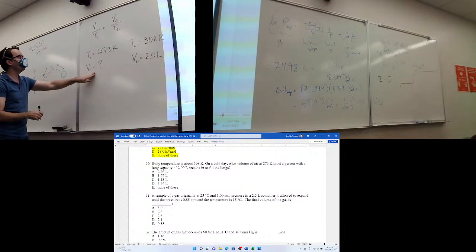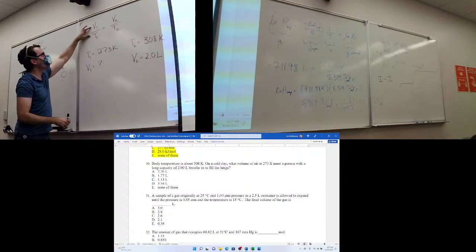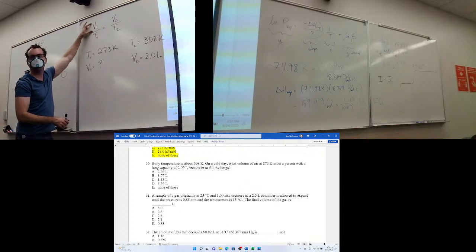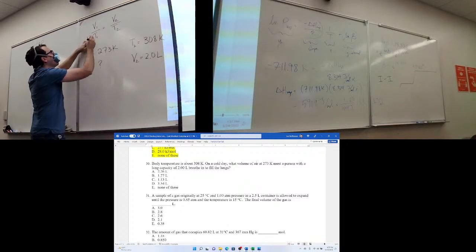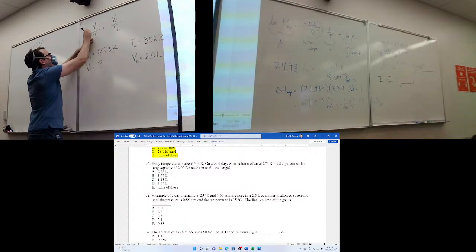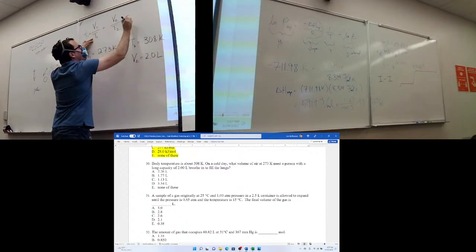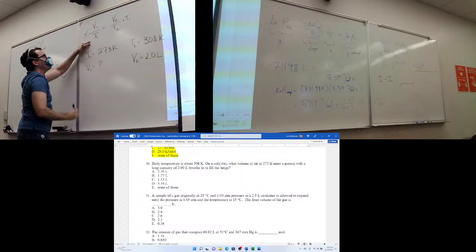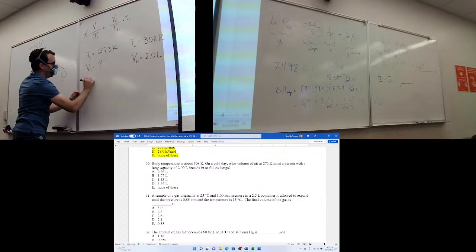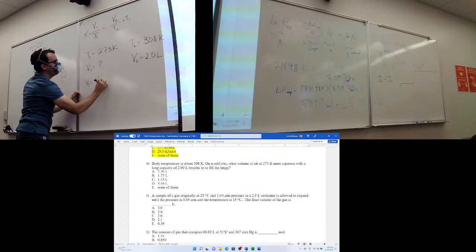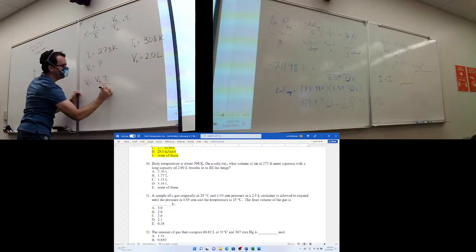So we're going to solve for V1. To solve for V1, I'm going to isolate it. It's already in the numerator, so I'm going to move T1 over to the other side. I can do that by multiplying both sides by T1. That way T1 cancels. So V1 is equal to V2 T1 over T2.